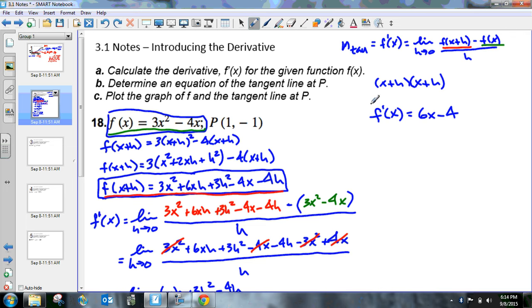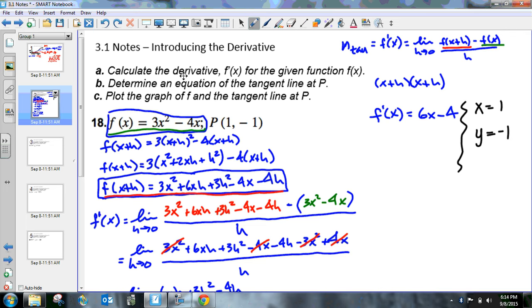Now, remember what the derivative does, folks. The derivative is a function that generates the slope of the tangent line at any x value. Now, what we want to do is look at point P. Now, P is the point 1, negative 1. So I've got an x value. Here's what I've got. I've got my derivative. I have an x value of 1. I have a y value of negative 1.